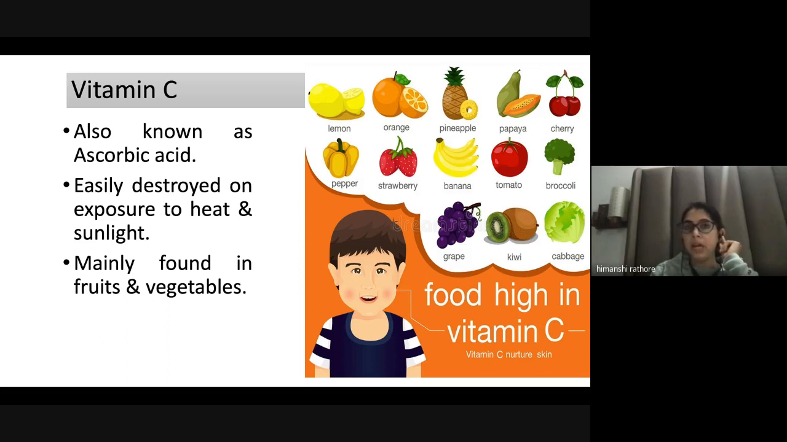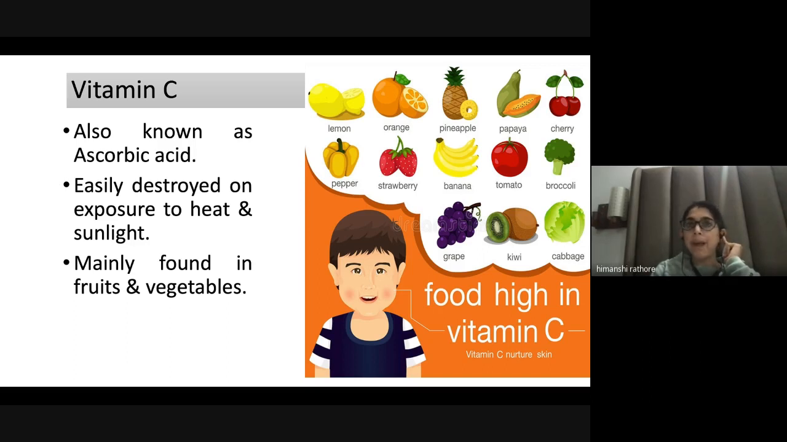For example, lemon, which is sour in taste, orange, then amla, grapes, tomatoes, because they have sourness in their taste, pepper, kiwi, they all are good sources of vitamin C. Even broccoli contains a good amount of vitamin C. So here is a picture showing you the food sources which are rich in vitamin C, and they are mainly found in fruits and vegetables.